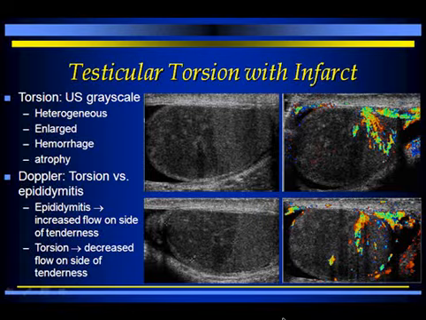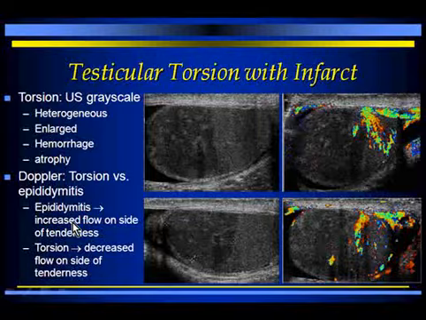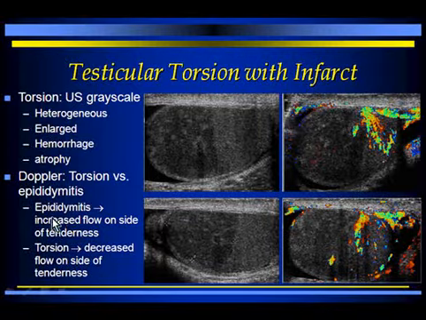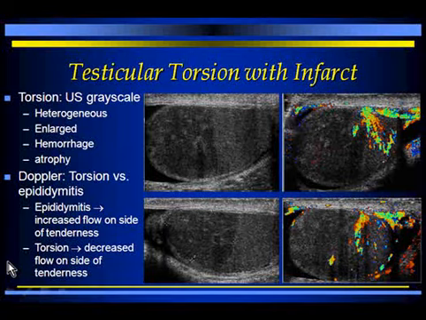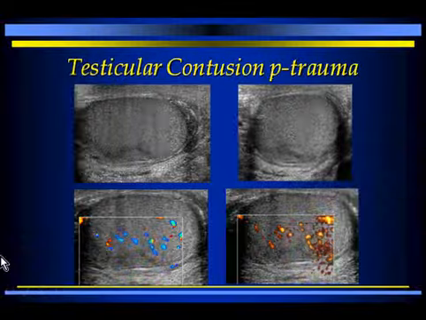However, Doppler can distinguish torsion from epididymitis because on the tender side, orchitis epididymitis will have increased flow, whereas torsion will have decreased flow on the side of tenderness. And early on, you may first obstruct the venous flow, and if the torsion is twisted a little further, you may obstruct the arterial flow as well.